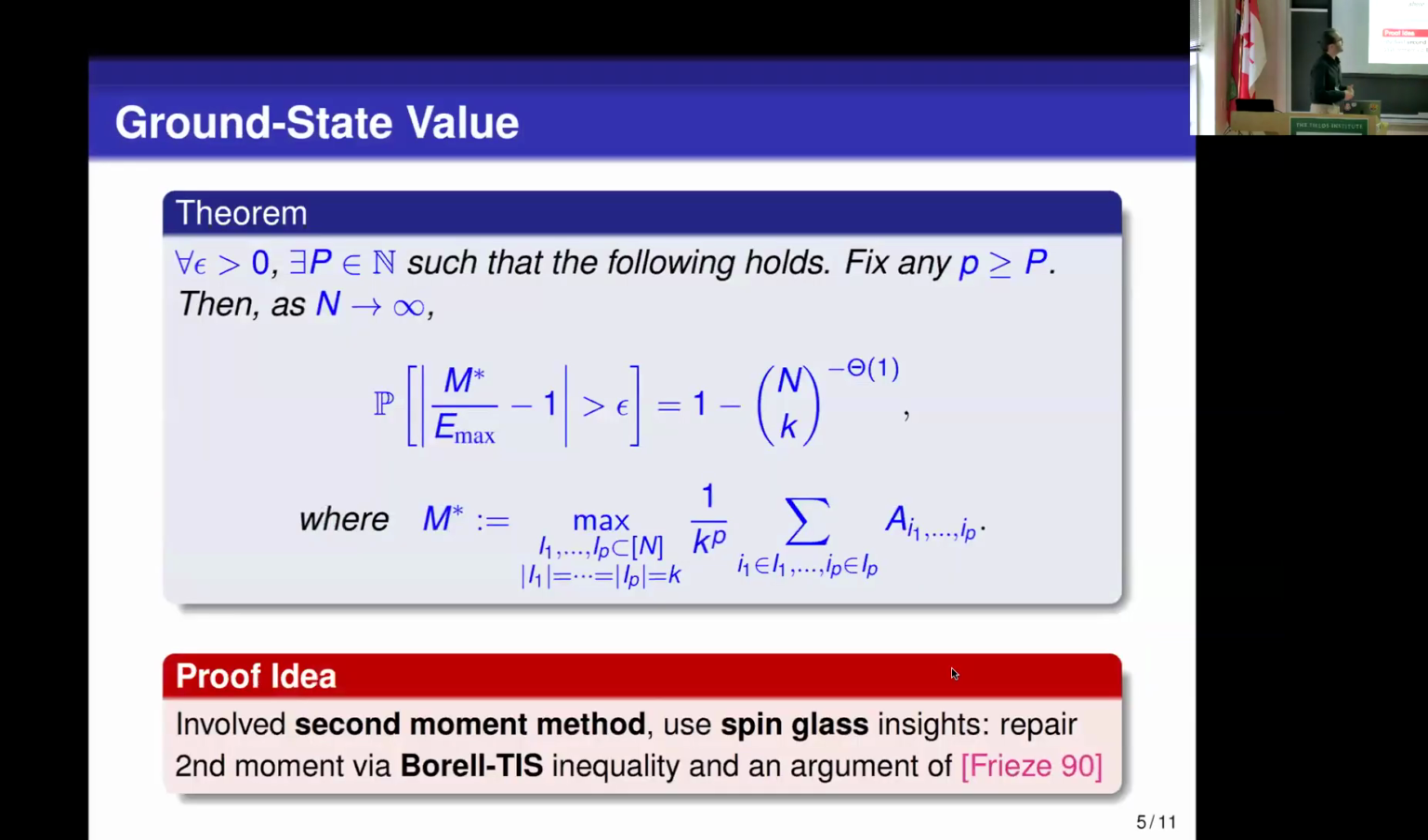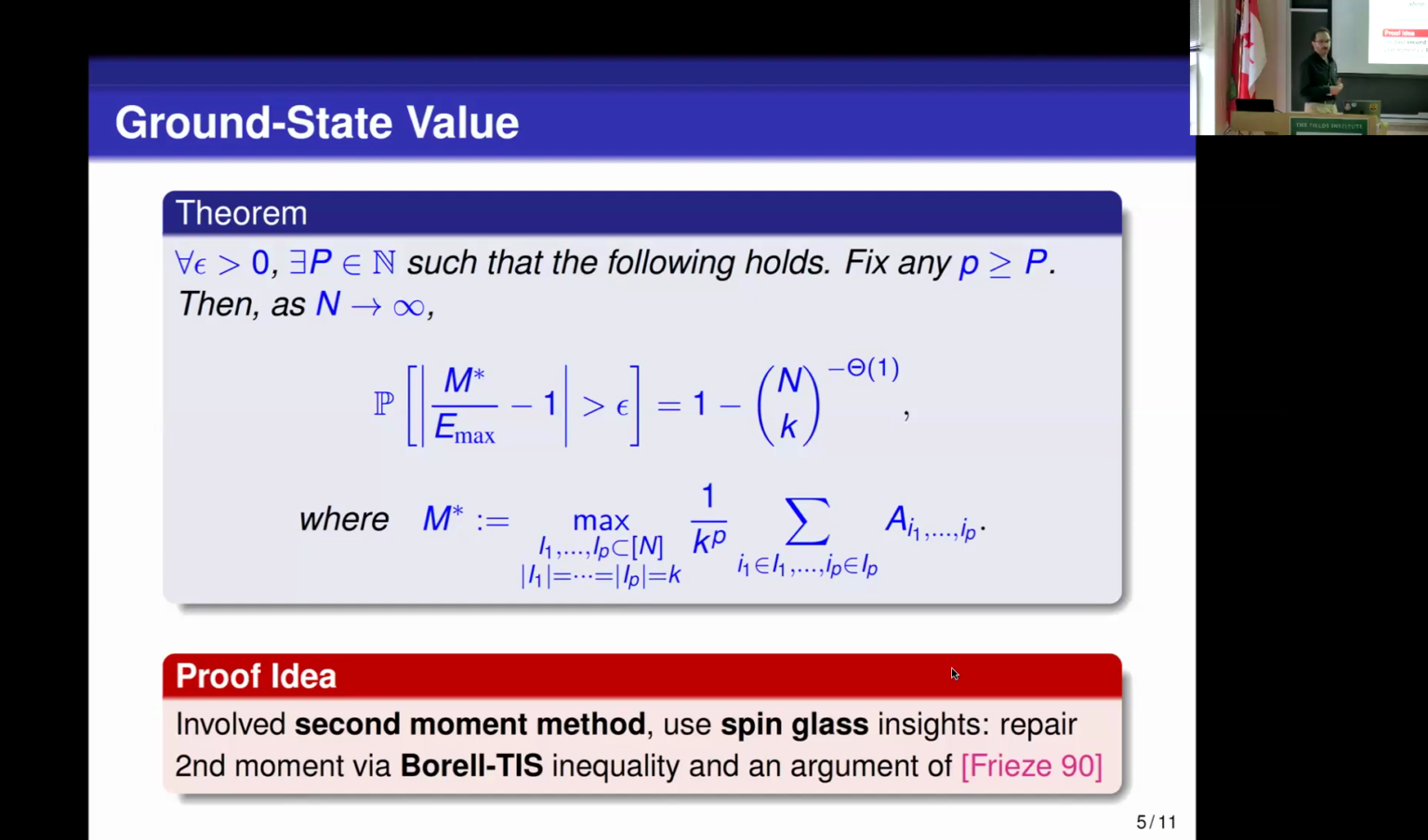So here is the first result. Basically, we show that for large P, the ground state concentrates around this value Emax. So for any fixed epsilon, there's a P that depends on this epsilon such that whenever you fix any P, so you fix P first, and then you let n tend to infinity, the ground state concentrates around that value with this probability. So I don't think I will have much time to tell you about the proof, but if there is time left at the end, I will try to.